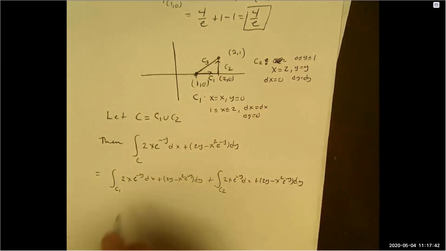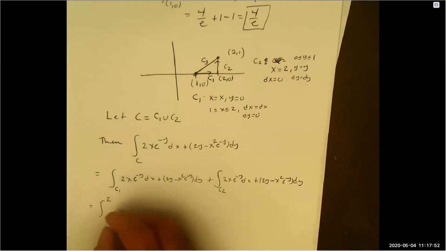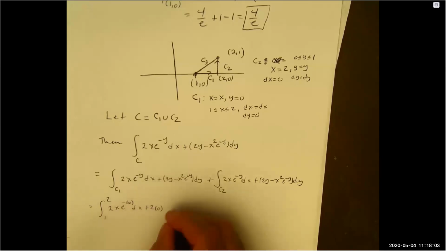All right, so let's plug in and see what we get. So for the first one, we're going to end up with this. We're going to have the integral from 1 to 2 of 2x e to the minus 0 times dx plus 2 times 0 minus x squared e to the 0, and then the dy is 0. All of this is times 0.